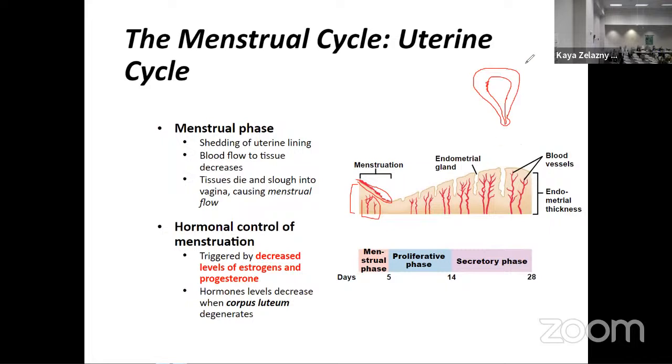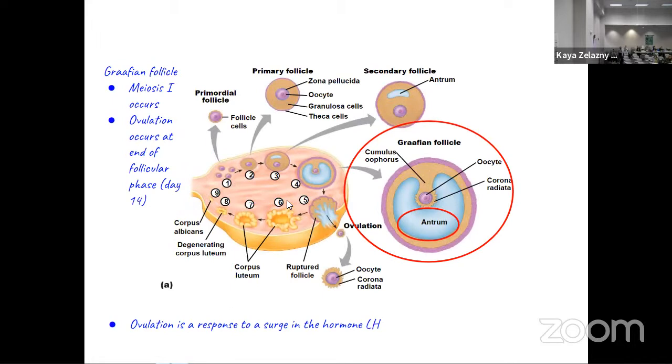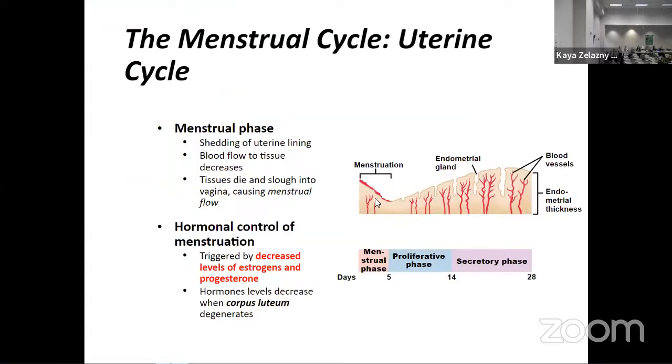Okay. So this is going to be triggered by decreasing levels of estrogen and progesterone, which during the second half of the menstrual cycle, so during that luteal phase, have been coming from that corpus luteum. Okay, so that corpus luteum is a gland. It's been producing these hormones. And as it's dying off here, we're going to see dropping levels of estrogen and progesterone, okay, which causes this sort of die off of the tissue. Okay. So that's the menstrual phase.